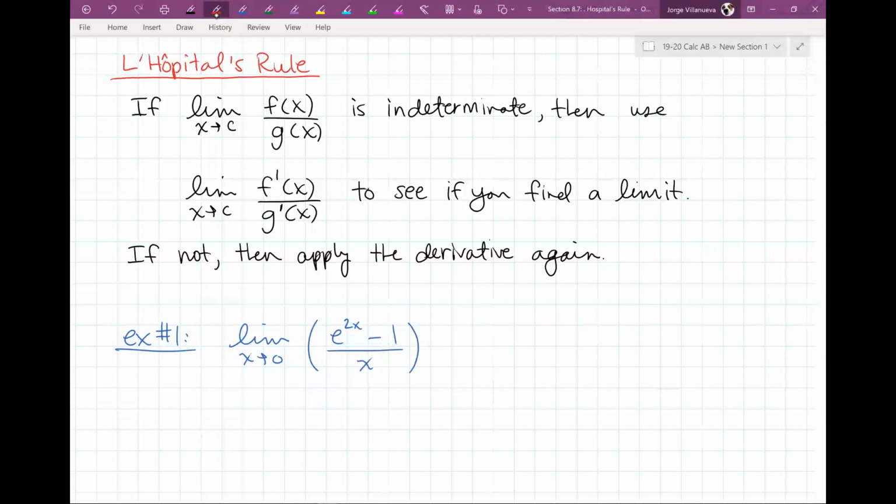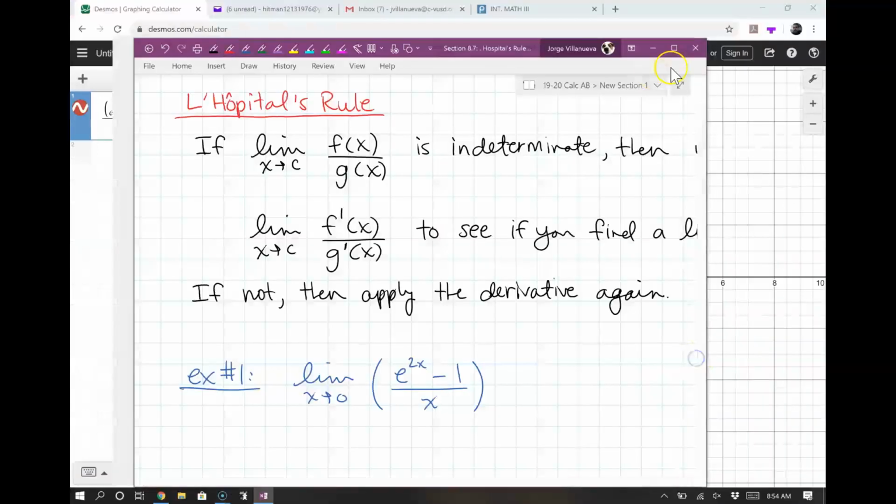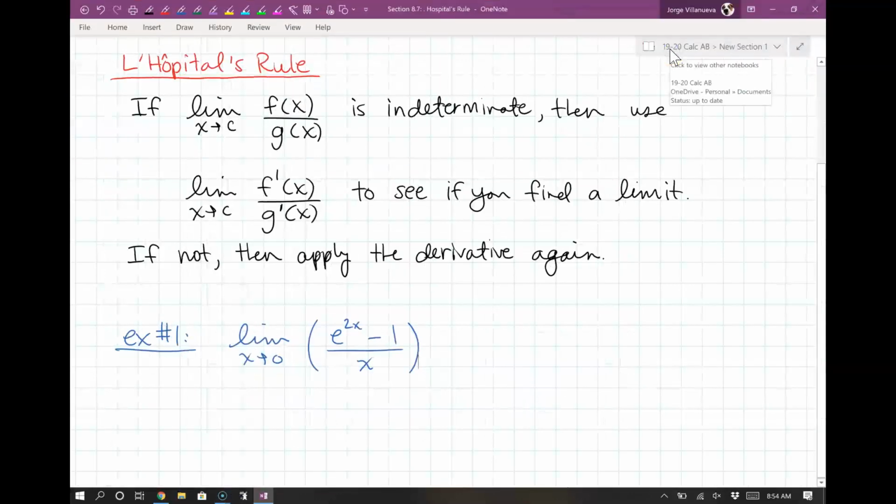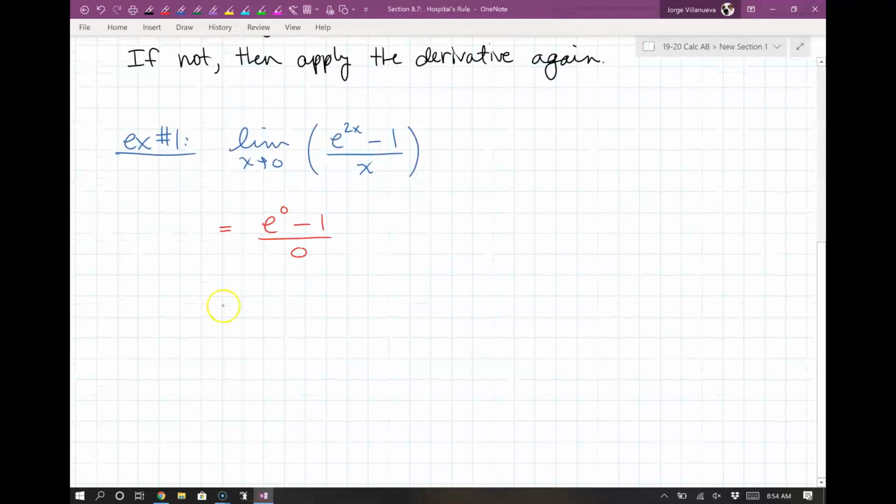Okay, so let's take that limit. When we go ahead and apply this limit, you're going to plug in a 0, right? That's what we do, direct substitution. So you end up with e to the 0 minus 1 over 0, which is 1 minus 1 over 0, which is 0 over 0, which is an indeterminate form. Okay, so we don't want that.